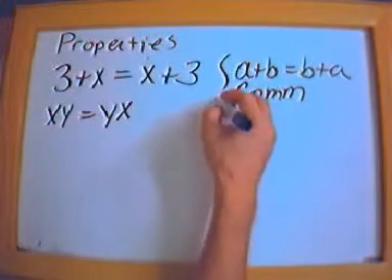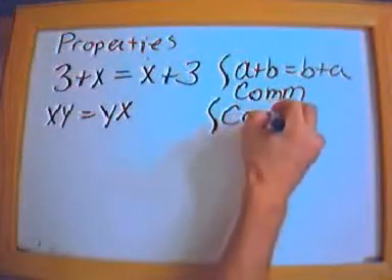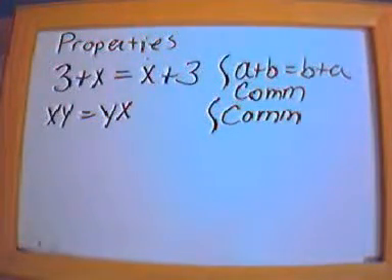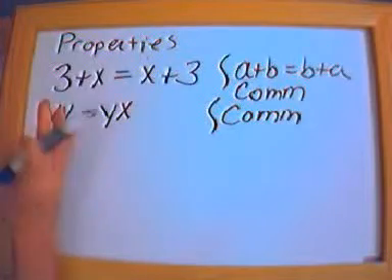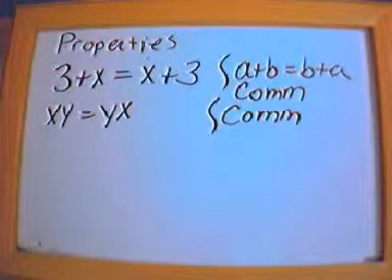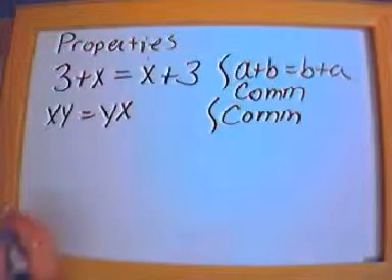Again, that's the commutative property. It's just the commutative property of multiplication instead of addition. Commutative means you can reverse the order. Okay? And if you don't remember that, just go back to the notes or to the textbook or to the other part of the video and you'll see.